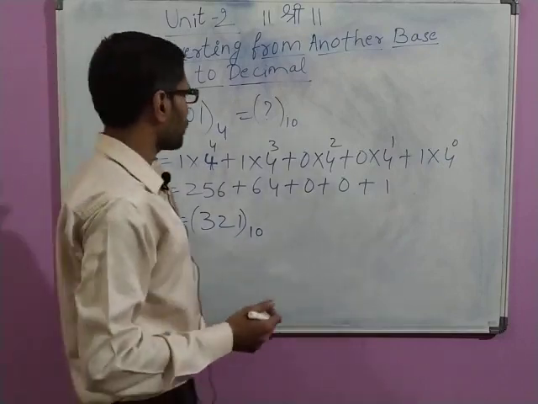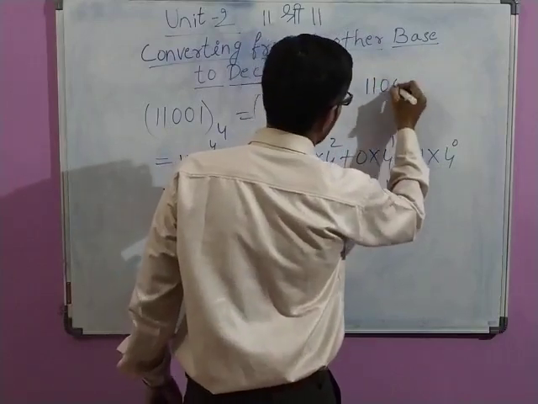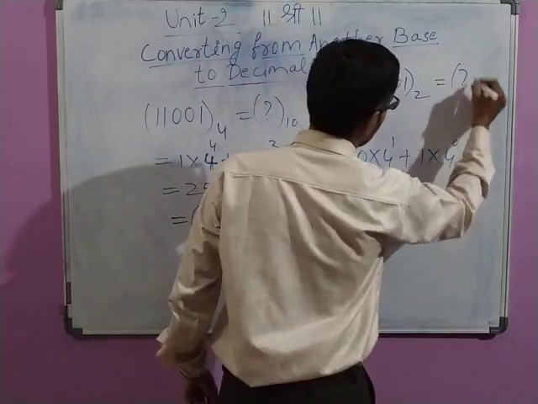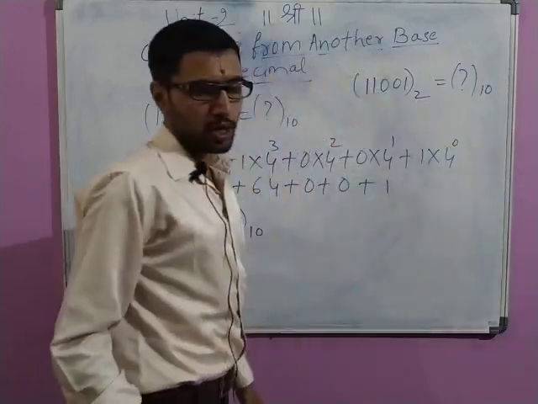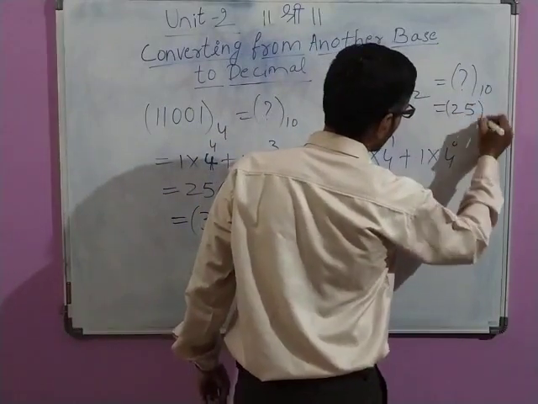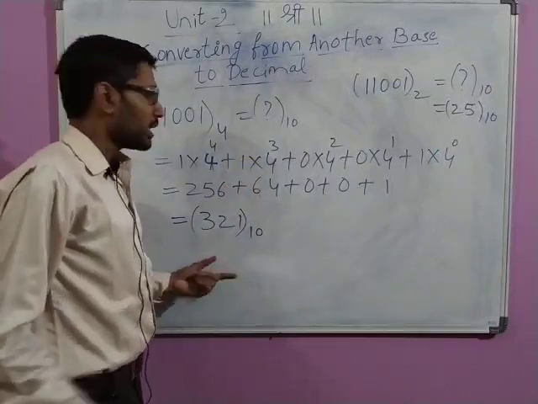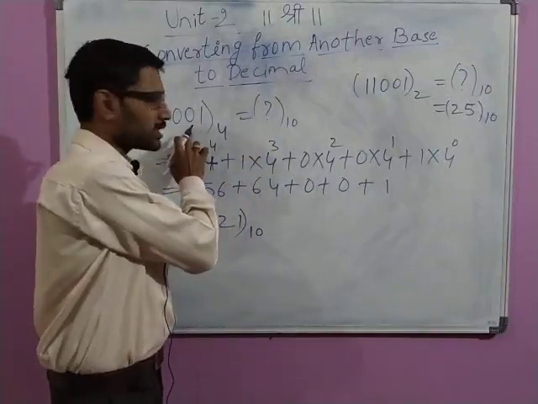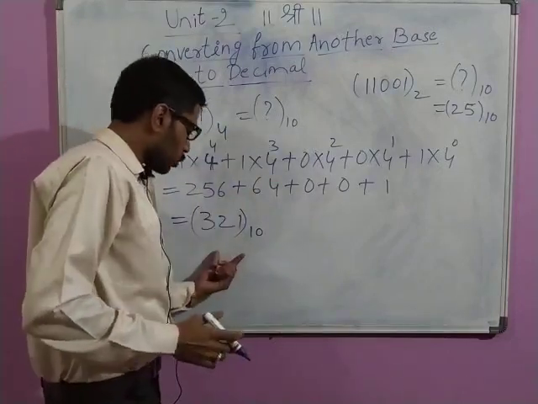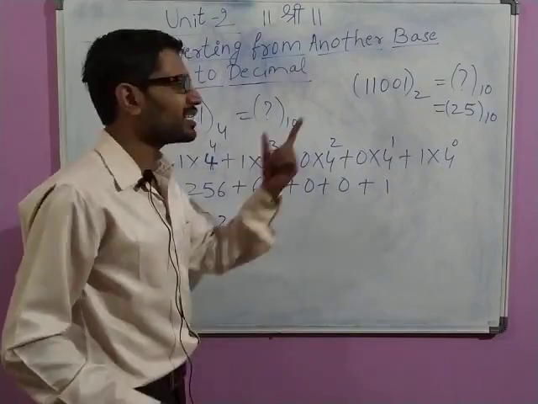Now if you remember the previous example where we converted this number 11001 to the base 2 and question mark to the base 10, the answer we got was 25. So the answer for this was 25 to the base 10. This is the important observation that you need to remember. Even though the digits present in the given problem are the same, because the base is different, you are going to get a different result, and you must get a different result. You should not get the same result.